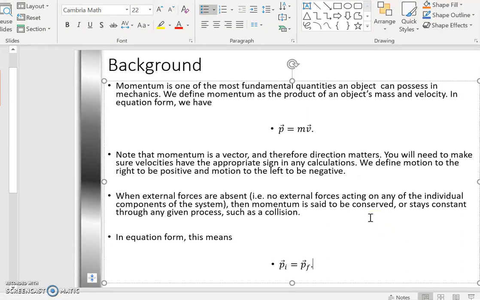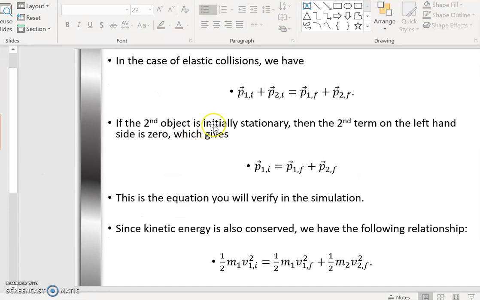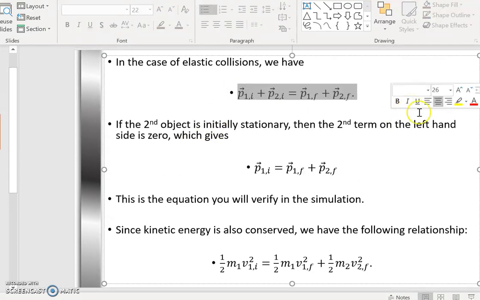And what does this initial and final mean? Well, often it's in relation to something like a collision. However much momentum is in a system before a collision must be in the system after said collision. In equation form, it looks like this: the initial momentum of the first object plus the initial momentum of the second object must equal the sum of the final momenta of the two objects.